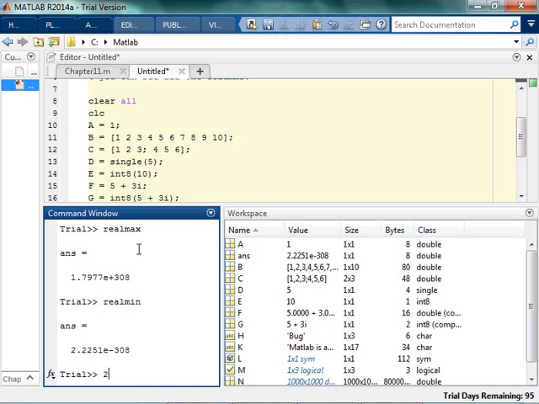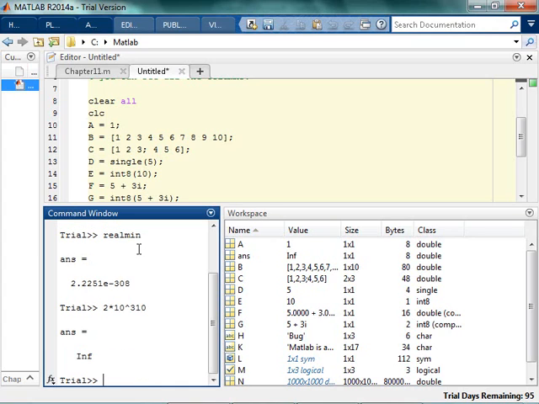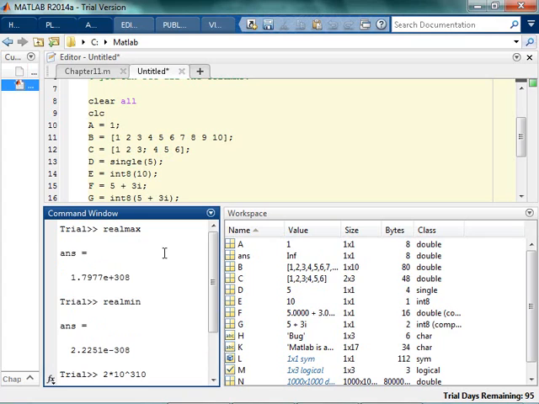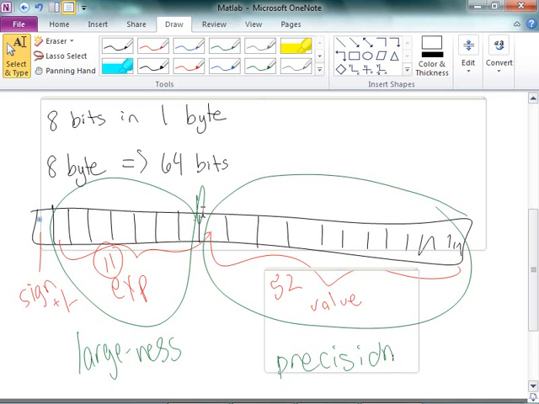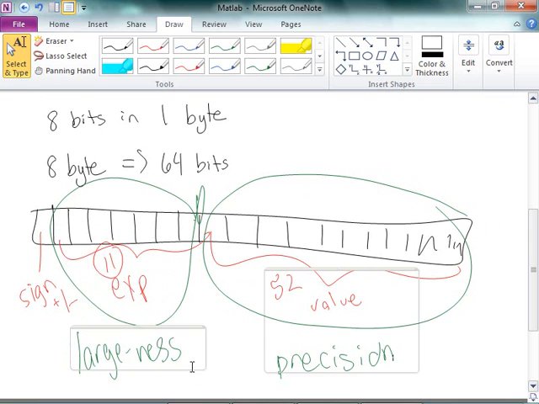But it does come up that if I try to put in 2 times 10 to the 310, it's going to come back as infinity, because my maximum real number that I can do is 1.7 times 10 to the 308. So anything bigger than that is going to come as an error, and that's because basically I have exceeded my largeness.